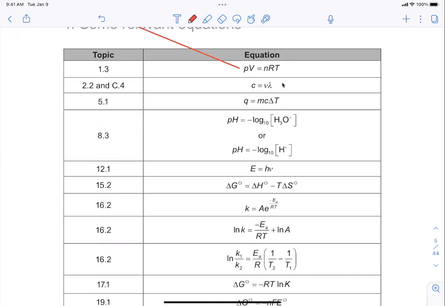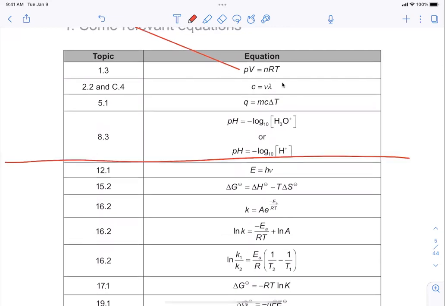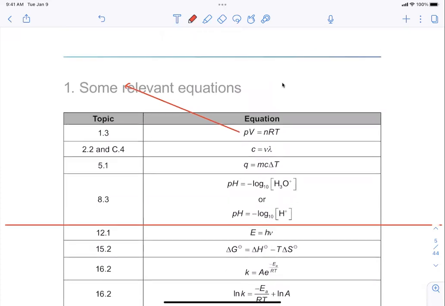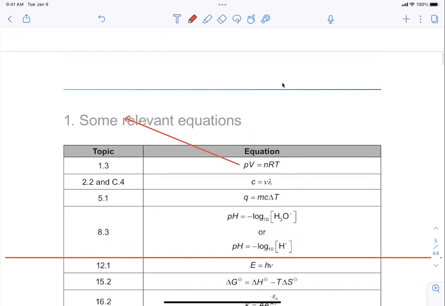With SL, you can stop looking at the data booklet right there. There are only 4 equations that SL needs to know, and those topics are in order as well. Know that the topic 1.3 equation is the first thing you'll see, the ideal gas law. Okay, so let's talk about these equations individually.